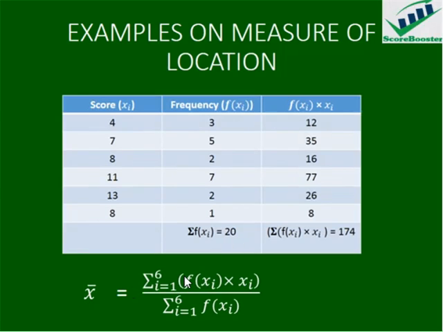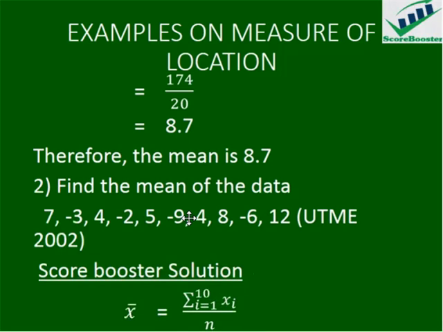So the formula for the mean is the sum of all the items in that data divided by the total number of items in the data. The sum here is 174, divided by 20. That is what we have here. If you divide 174 by 20, we have 8.7. Therefore, the mean of the distribution is 8.7.